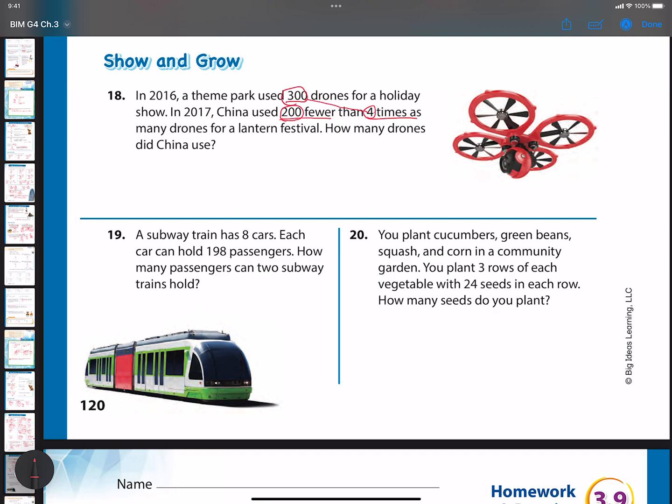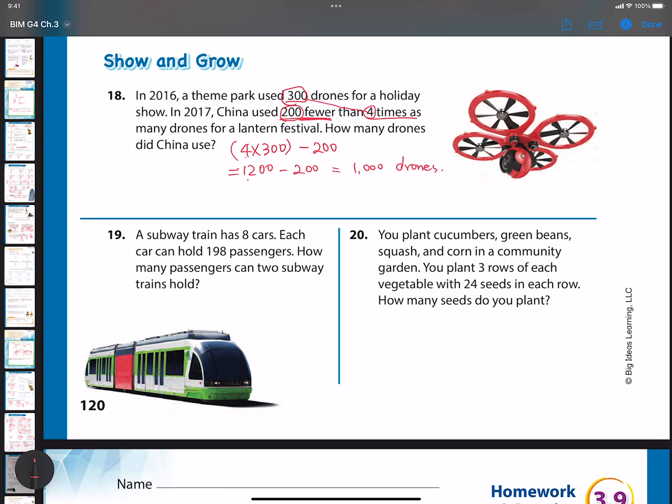So now I'm going to do this. 4 times 300, okay? Doing first, and then I'm going to take away 200 since it says 200 fewer than 4 times, okay? So let's find out. It's gonna be 4 times 3, 12, and 2 more zeros. Take away 200 is equal to what? 1,000. So China used what? 1,000 drones.